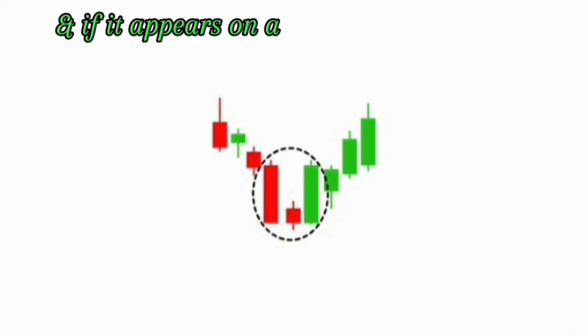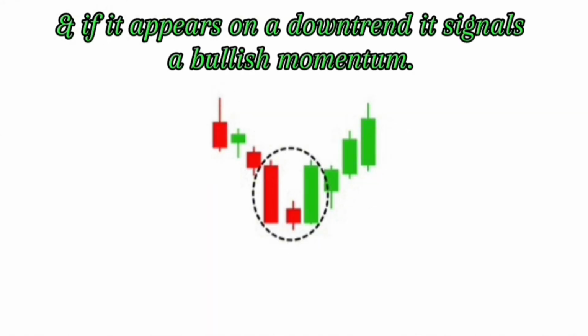A Doji can be either bearish or bullish. Its character depends on the type of Doji and where it emerges. If a Doji appears on an uptrend, it may signal a bearish momentum. So the location of its formation is very important. If it forms on a support or a resistance, that is very important.